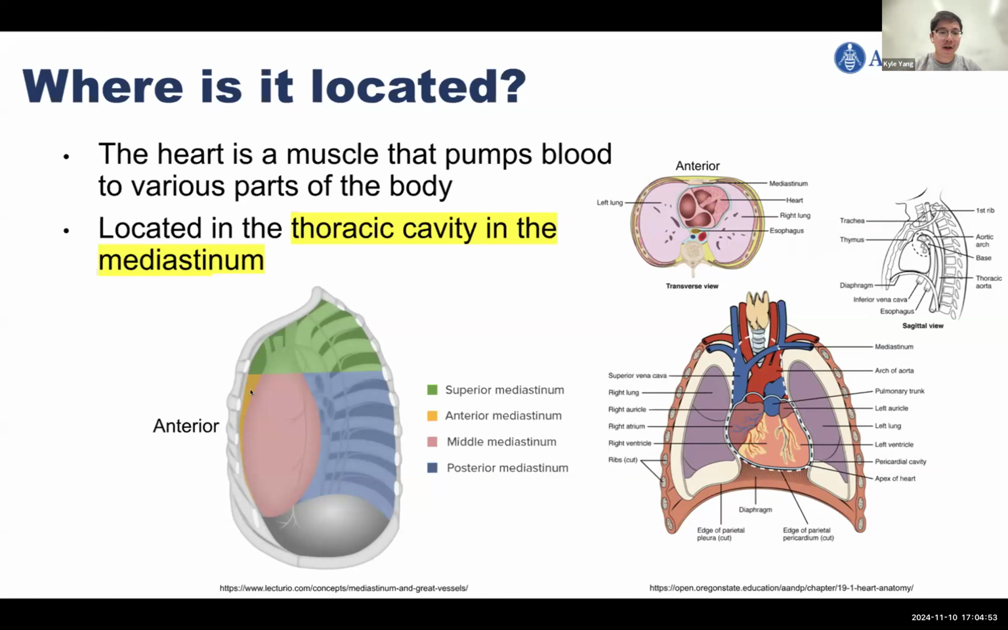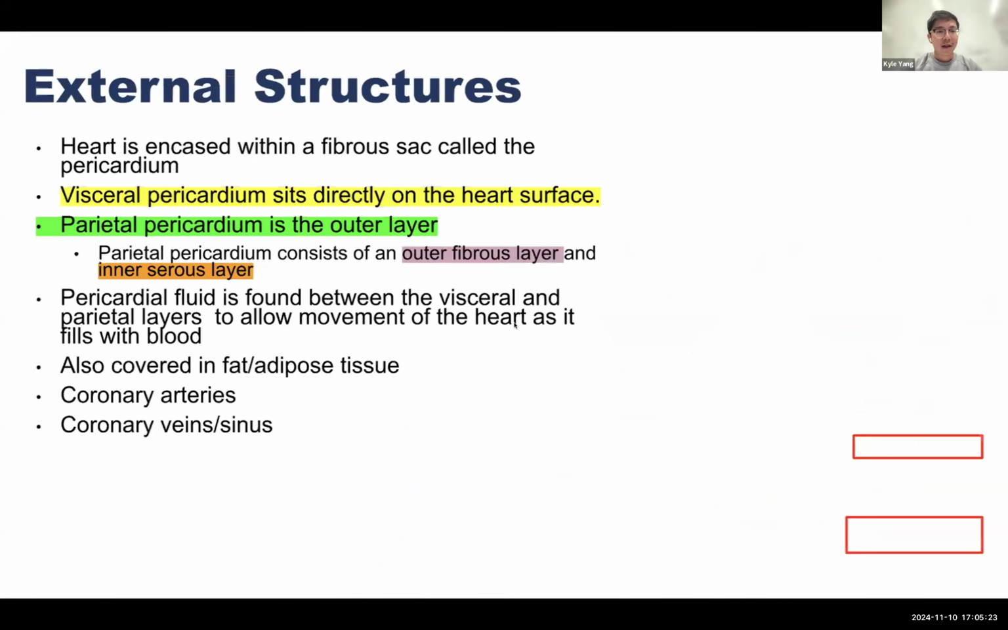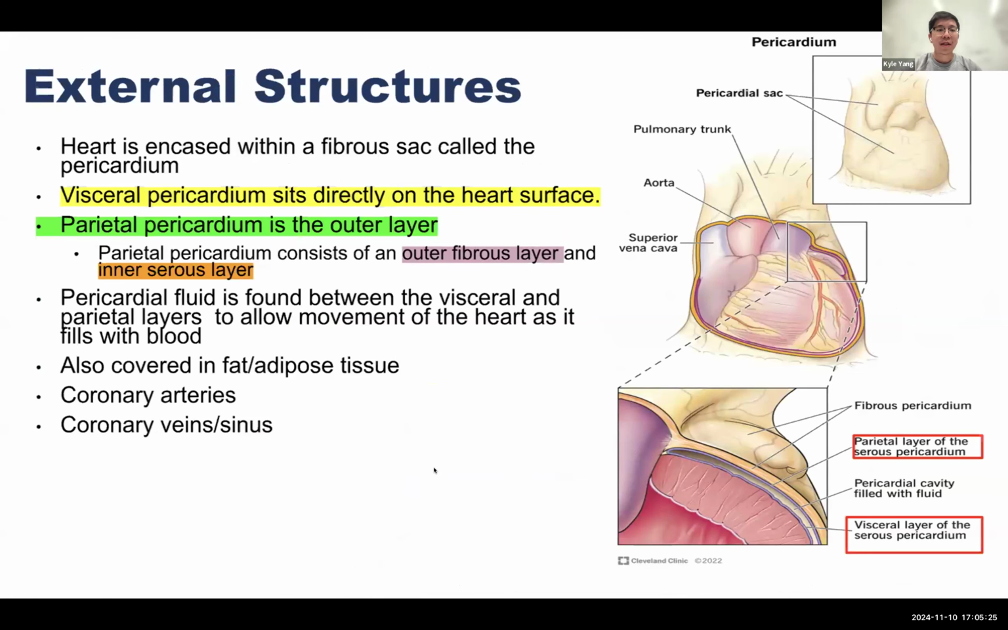We have the anterior mediastinum colored in yellow. It's just this little slim part here. The middle mediastinum with the pink color, the posterior mediastinum with the blue color, and the superior mediastinum here in green. And then over in these pictures here, you can see the mediastinum, which is sort of outlined by this yellow dotted line here, and you can see it contains the heart and a bunch of the great vessels that exit and enter the heart.